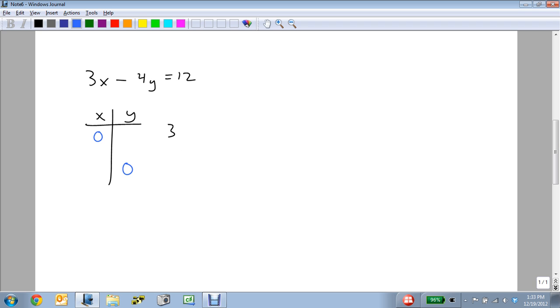So we get 3 times 0 minus 4y equals 12. Well, the 3 times 0 goes away, so we just have minus 4y equals 12. Divide both sides by a minus 4. And we get that y equals negative 3. Or a point at 0, minus 3.